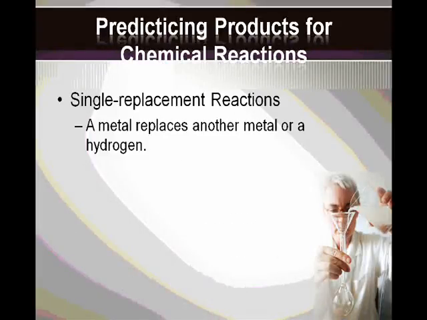Now, single replacement reactions. There are two things that can happen in this. The first thing is a metal will replace another metal, or it will replace a hydrogen. So either one of these could happen. So let's look at this. You always know you have a single replacement if your reactants have one single element plus a compound.